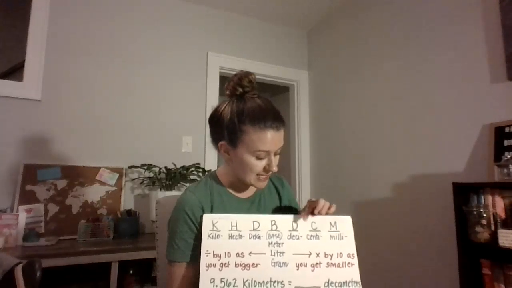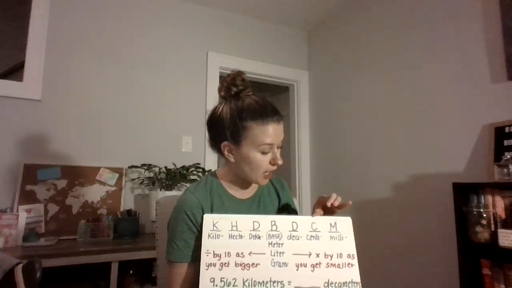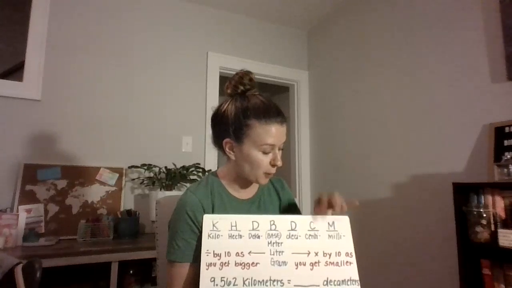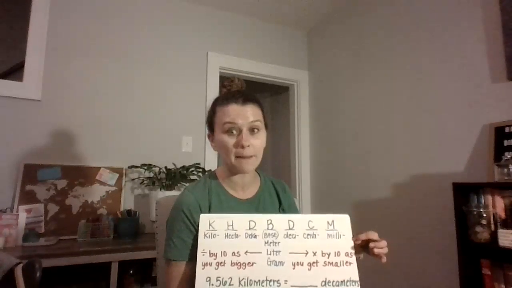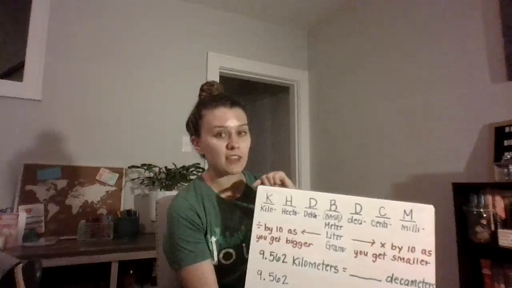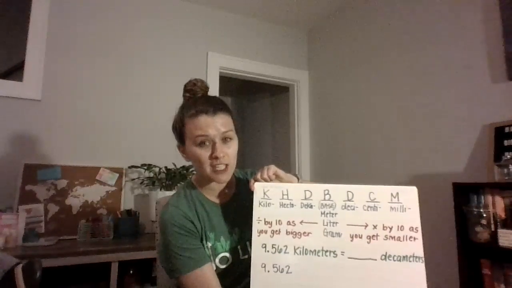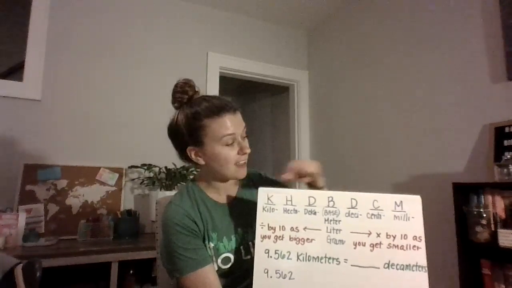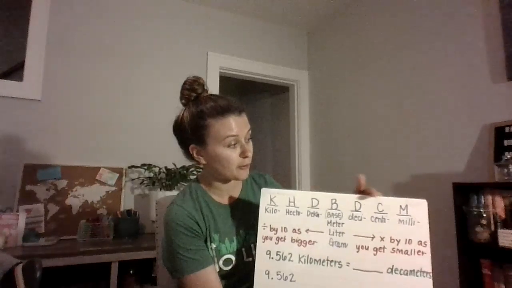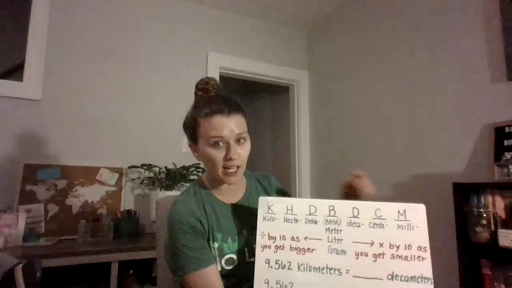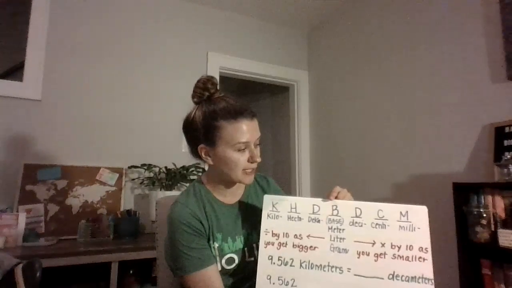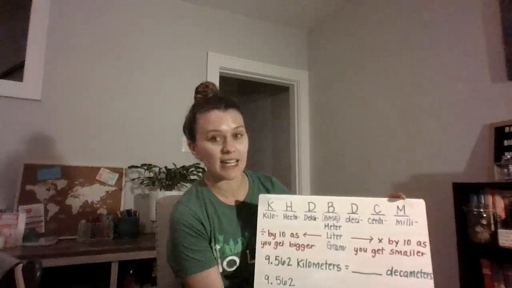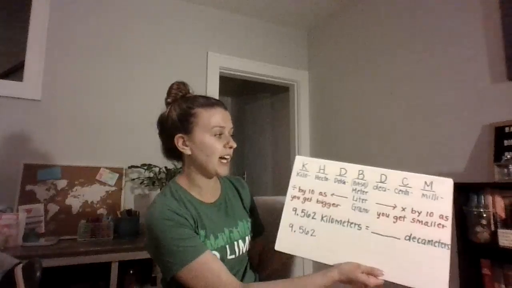Drinking, D, stands for deci. Chocolate, C, stands for centi. And milk, M, stands for milli. So the units on the left are larger than the units as you move to the right. So kilometers are larger than meters, and that is larger than millimeters.